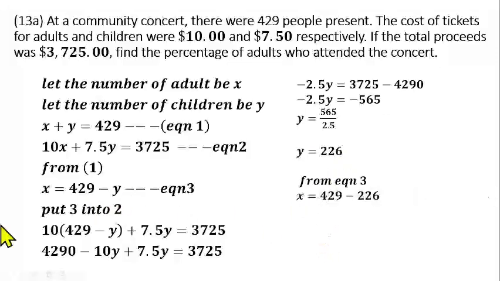So we have s equal to 429 minus 226. So s will be equal to 203. So that means the number of adults was 203.